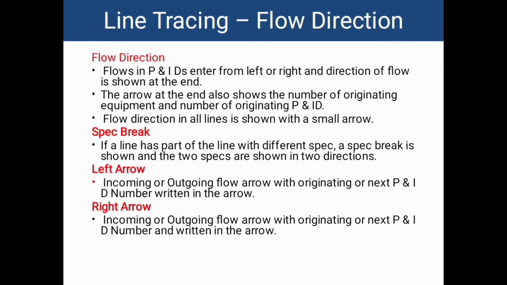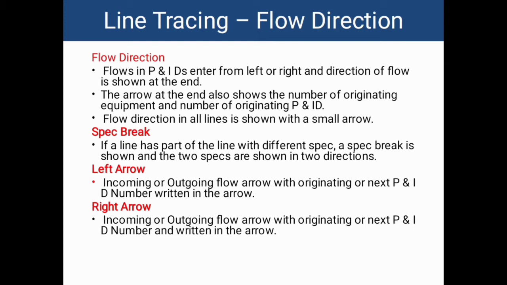The second one is flow direction. While tracing the line, you should note down the flow direction. Flows on a P and ID enter from the left. It starts at the left and ends at the right, and the direction of flow is shown at the end. On each line, you can see an arrow mark. That arrow mark shows the direction.